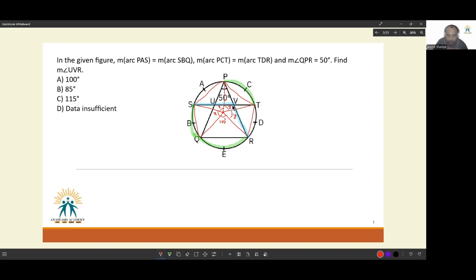The angle subtended here, this angle, will be equal to half of the measure of arc PCT plus the measure of arc SQR. Now PCT subtends an angle of Y at the center and SQR subtends an angle of X plus 100 at the center.